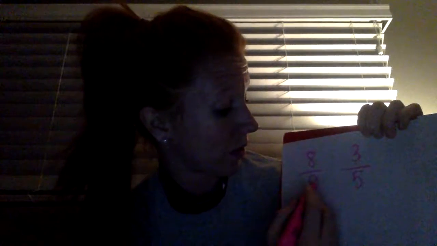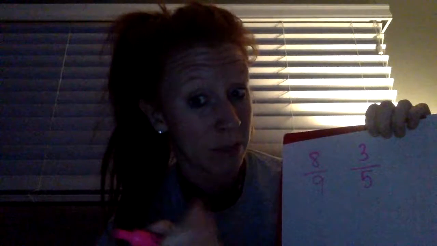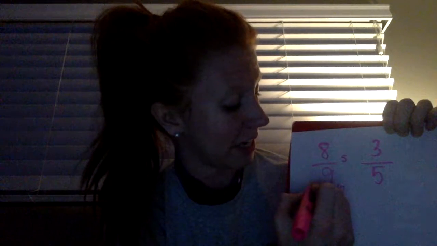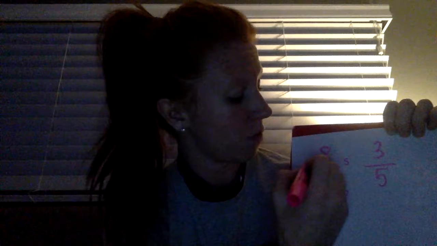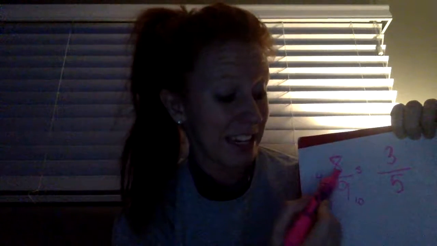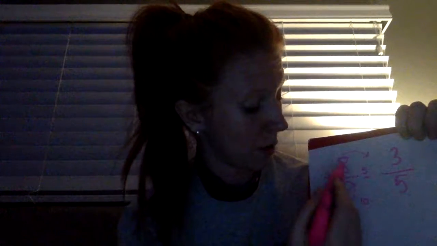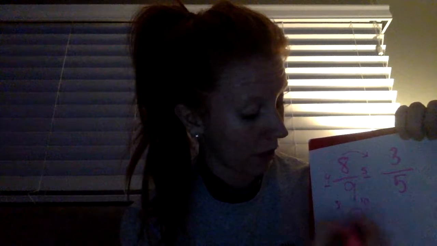So 9, it's odd. We can't tell easily what is half of 9, but we can see what it would be in between. So 1 more than 9 is 10. Half of 10 is 5. 1 less than 9 is 8. Half of 8 is 4. So if the 8 is more than 5, it's going to be more than a half. If the 8 is less than 4, it's going to be less than a half. The 8 is more than 5, so 8/9 is going to be more than a half.